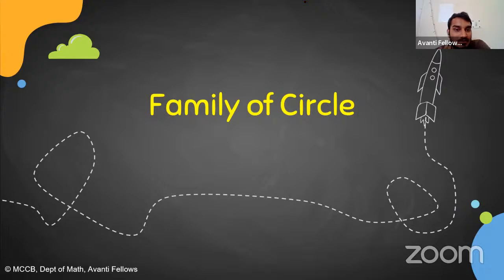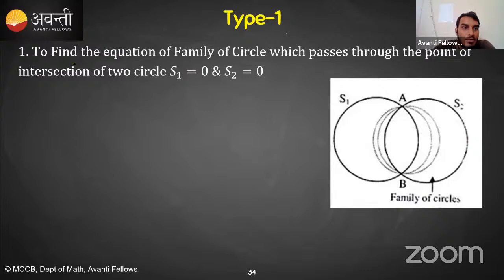A family of circles is many circles which are satisfying some common property. So let's say type 1 is to find the equation of the family of circles which passes through the point of intersection of two circles, S1 equal to 0 and S2 equal to 0. Means there are two circles, S1 and S2. These two circles are intersecting at point A and point B.